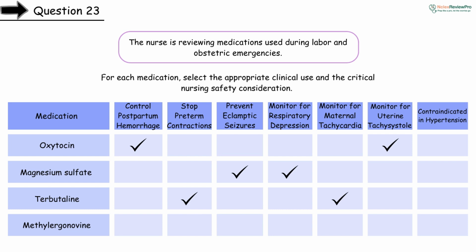Finally, methylergonovine. This medication is used to control postpartum hemorrhage by causing strong, sustained uterine contractions. But it also causes vasoconstriction, so it is contraindicated in clients with hypertension, because it can trigger a hypertensive crisis.